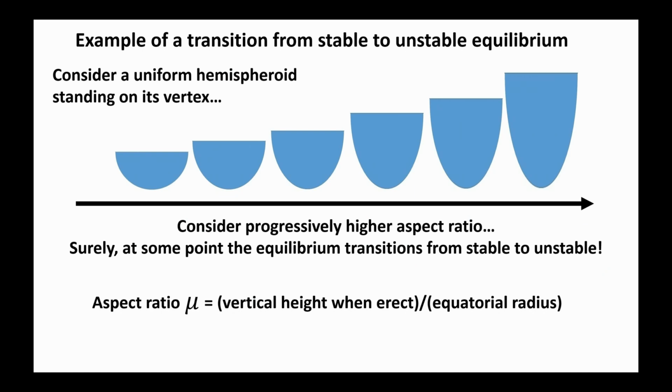All right, so now let's give us a sweet example of a transition from stable to unstable equilibrium. Let's consider the equilibrium of a uniform hemispheroid standing on its vertex. We start with a hemisphere, and then we consider progressively more oblong hemispheroids standing on its vertex. And already we talked about how the hemisphere is at stable equilibrium.